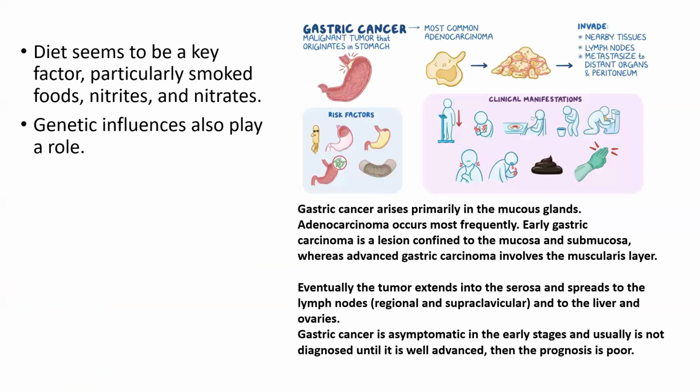Gastric cancer. This seems to be a key factor: smoked foods, nitrates, and nitrites. So people eating those foods are likely to end up with this. There's also genetics. It comes primarily from those mucus glands. It'll be adenocarcinoma most often. You'll have a lesion in that mucosa or submucosa area.